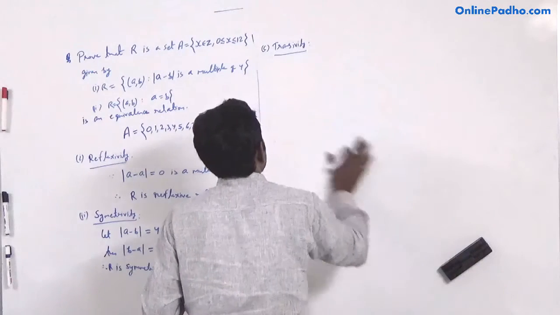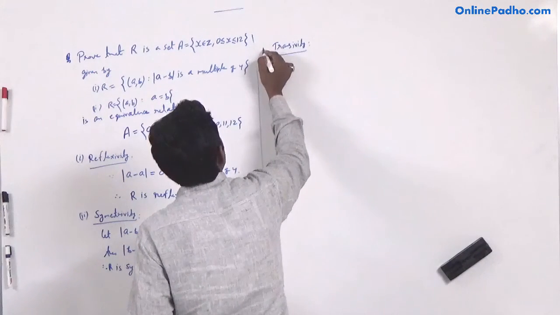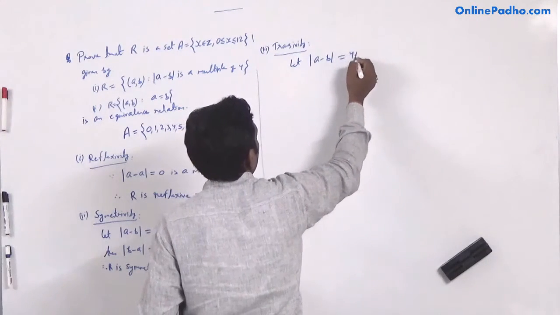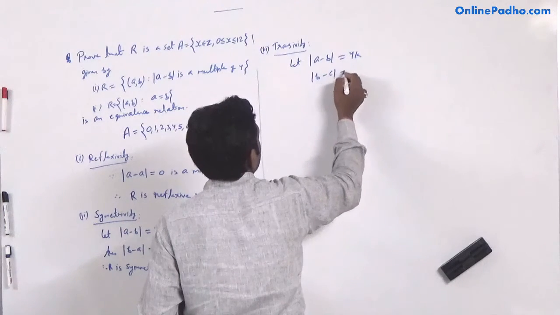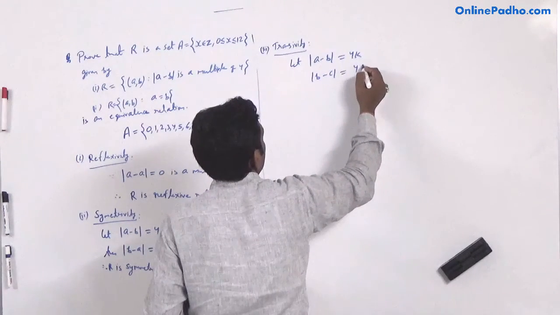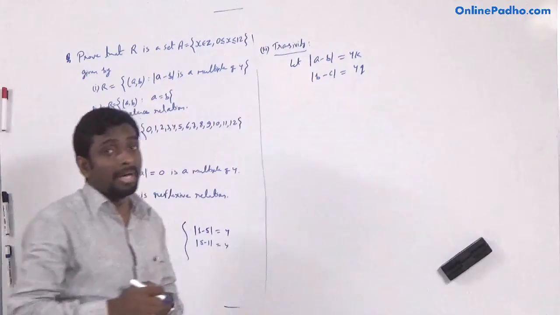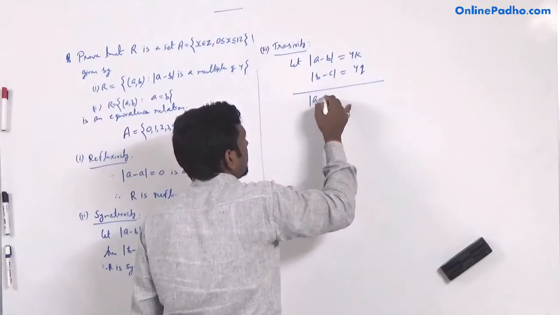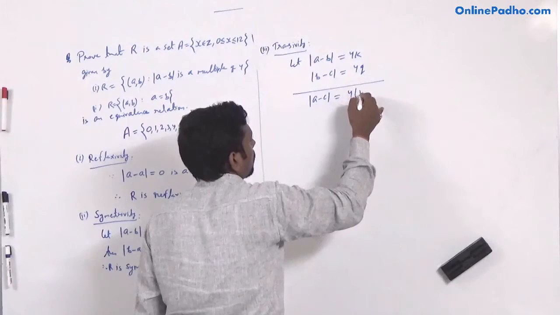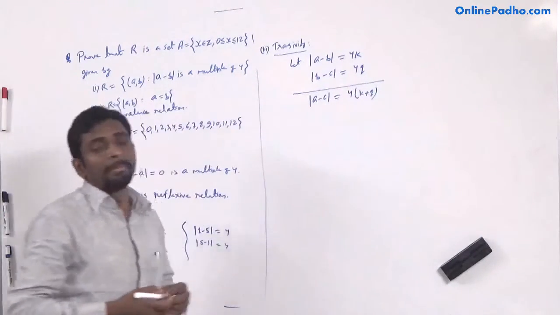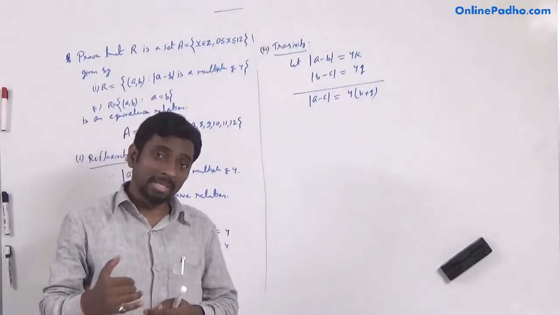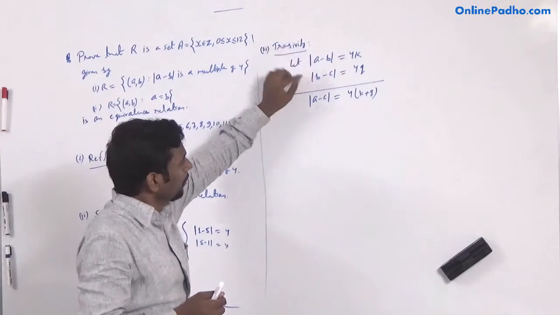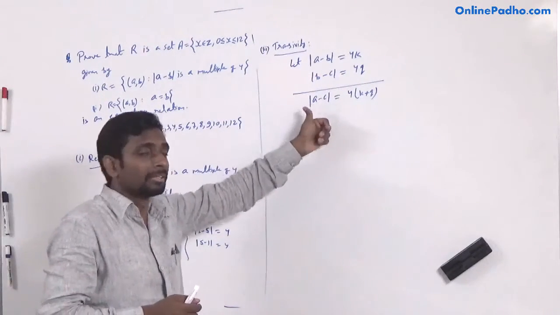Very simple. In the transitive relation, we have to consider two things. First, let |A − B| be a multiple of 4, and let us consider |B − C| is also a multiple of 4. What do you mean by |A − C|? This must be a multiple of 4, right? If you prove this one is also a multiple of 4, then we can say that this is a transitive relation.